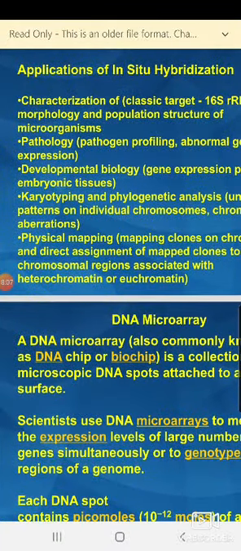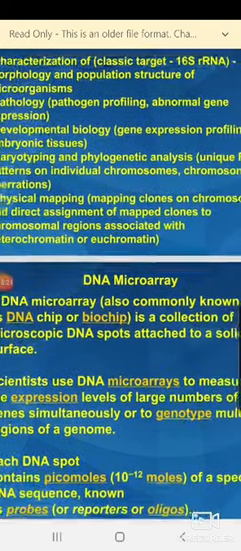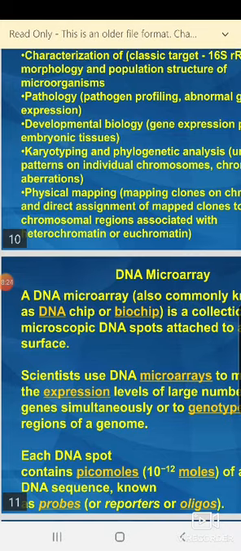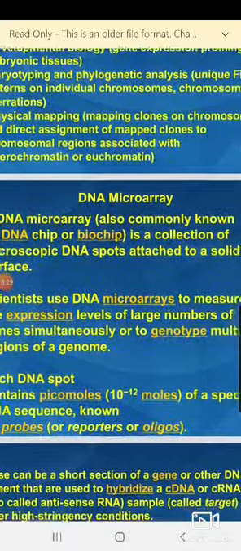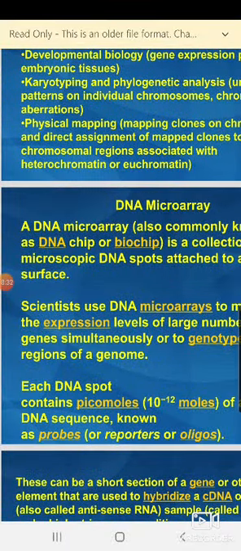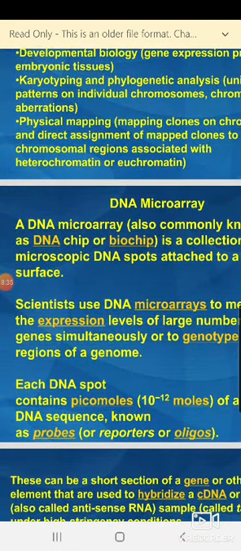That means in the developmental stage, at which stage which gene is expressed and which is not, and eventually its expression level is increasing. That also you can do by doing this process. Karyotyping and phylogenetic analysis, unique FISH pattern on individual chromosome, chromosomal aberration. Physical mapping, mapping clones on chromosomes, and direct assignment of mapped clones to chromosomal region associated with heterochromatin or euchromatin region. That means at which particular position that locus is present, you can determine.